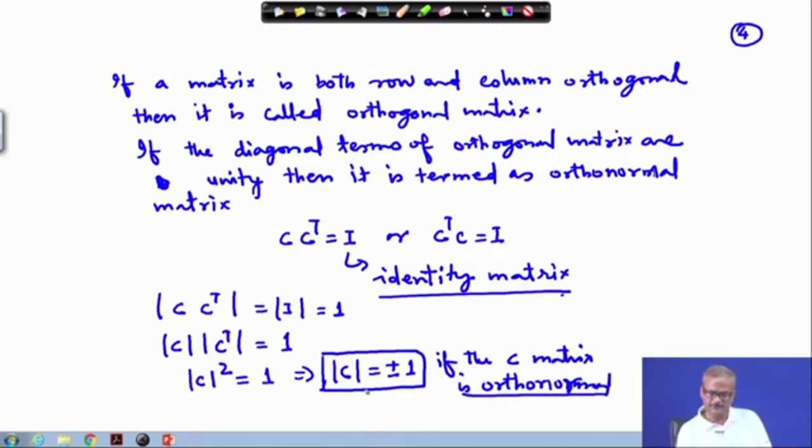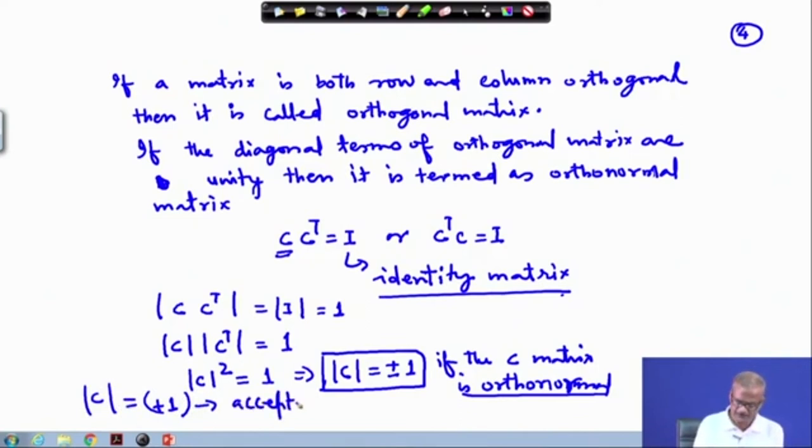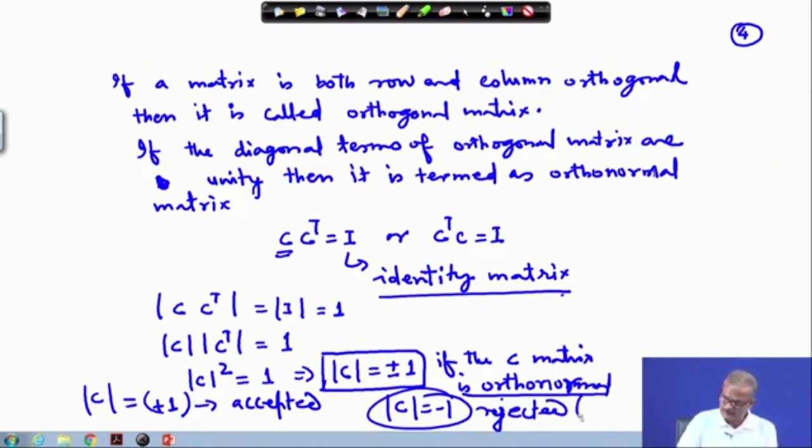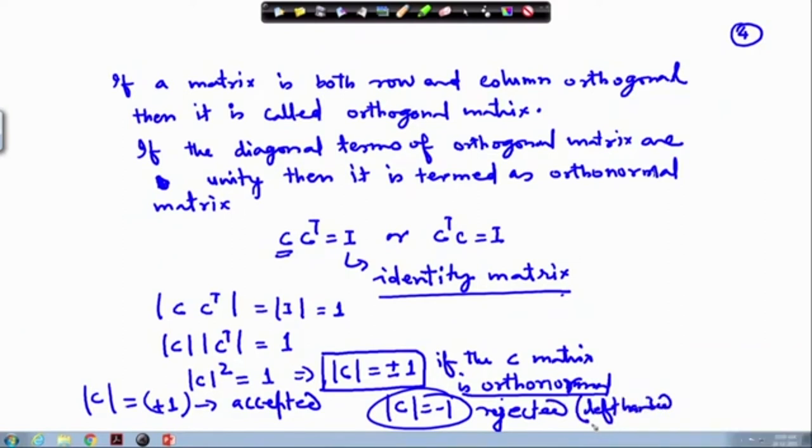And to qualify as a rotation matrix, it is required that this C matrix should be an orthonormal matrix. But the plus 1 value of the determinant will be accepted, and the determinant equal to minus 1 is rejected, because this belongs to the left handed triad, or the left handed reference system. So, we are not taking this, we will take this one, and it can be shown by a very simple example.